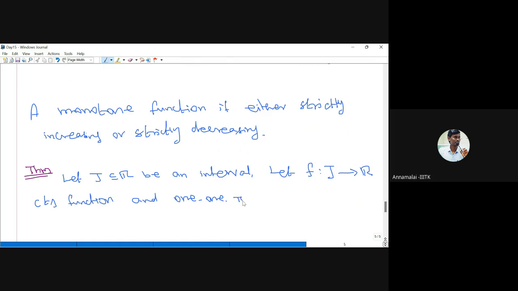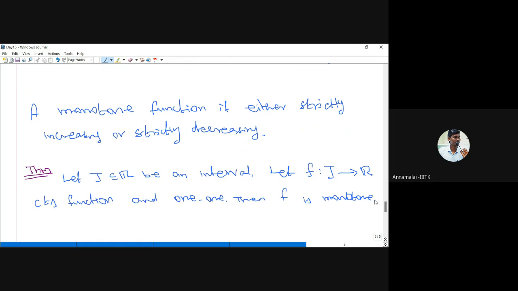Then f should be monotone. F is monotone. That is either increasing or decreasing, but not both. This is a very important thing. So a continuous one-to-one function should be a monotone function.